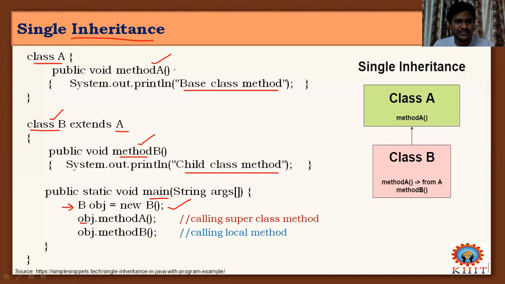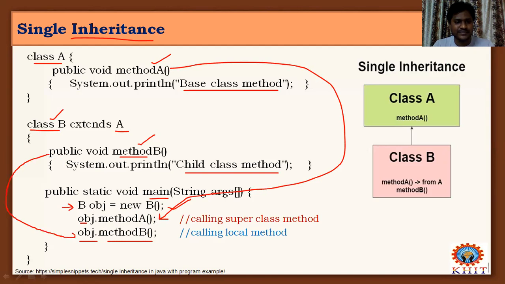It's a member of the base class, not a member of the subclass, right? Member of the base class. And object B, object dot method B, I'm invoking method B. That is a member of the subclass. So we are calling the superclass method and the local method of the subclass.